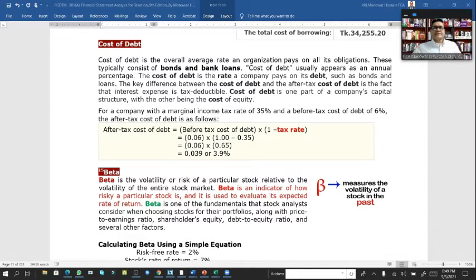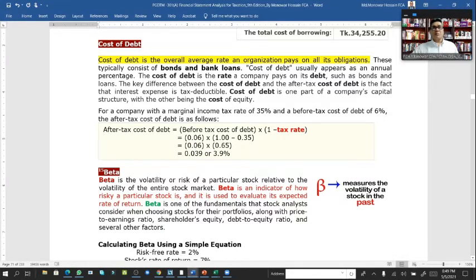Cost of debt is the overall average rate an organization pays on all of its obligations. This typically consists of bonds and bank loans. Cost of debt usually appears as an annual percentage. The cost of debt is the rate a company pays on its debt, such as bonds and loans. The key difference between the cost of debt and the after-tax cost of debt is the fact that interest expense is tax deductible, and cost of debt is one part of the company's capital structure, with the other being the cost of equity.